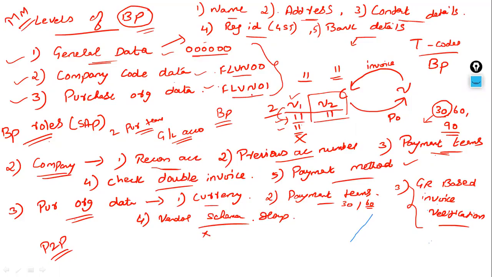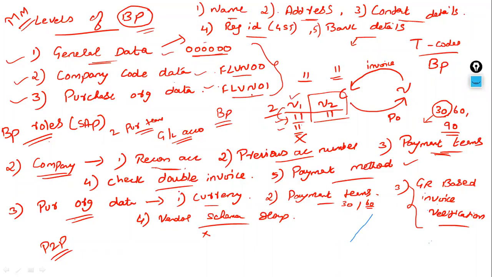Okay. Now let me repeat it again. In general data, you will be able to see name, address, contact details, the GST registration ID, and the bank details. And wherever you use the BP role, the general data will be 6 zeros. Okay. When I come to company code data, what data is important from every point of view? One is a reconciliation account for reporting purposes and the payment terms. As soon as you get the material from the vendor, in how many days are you going to make the payment to the vendor?